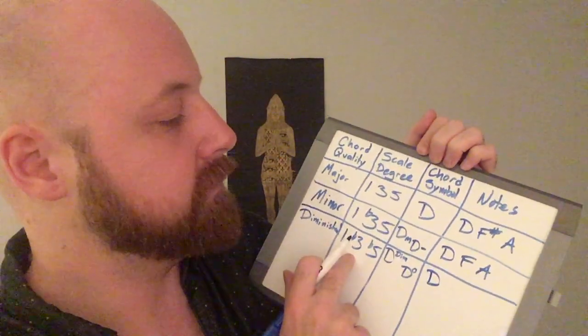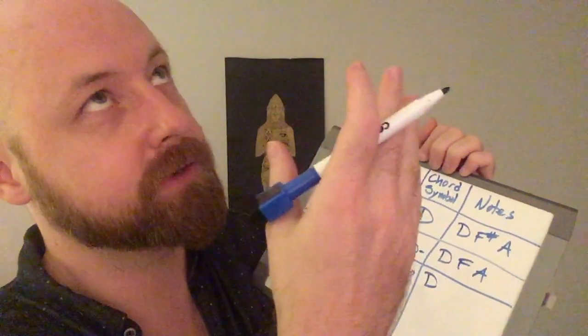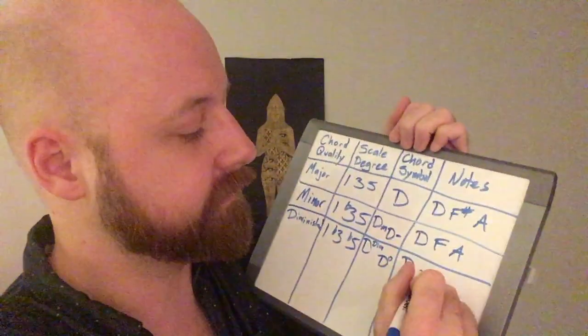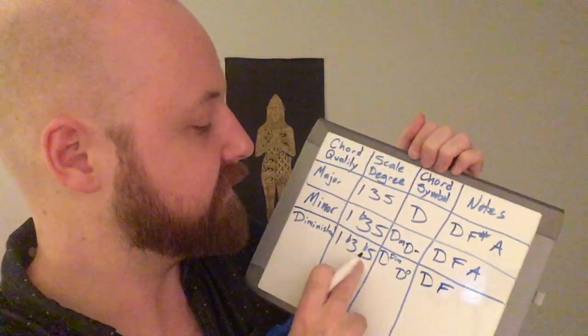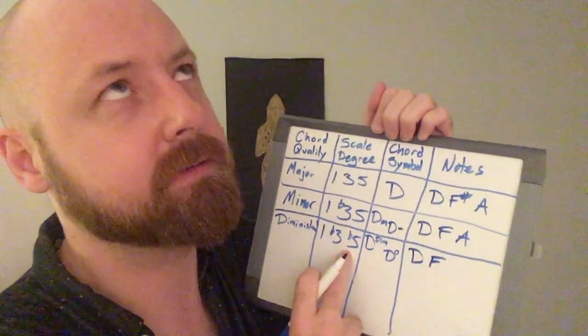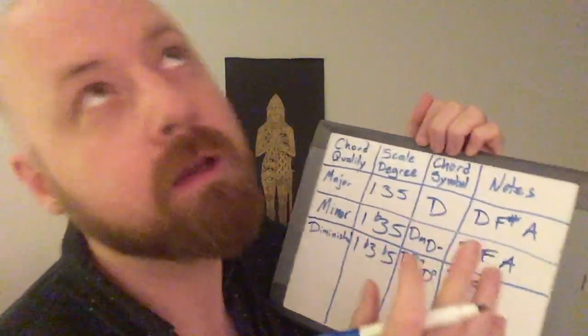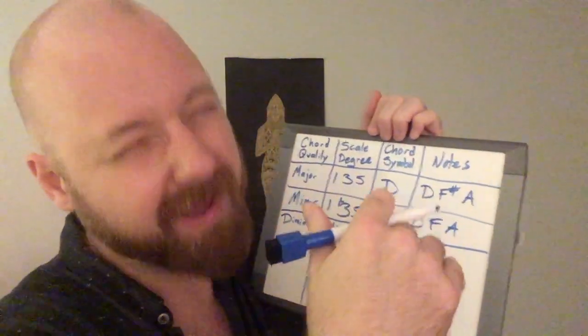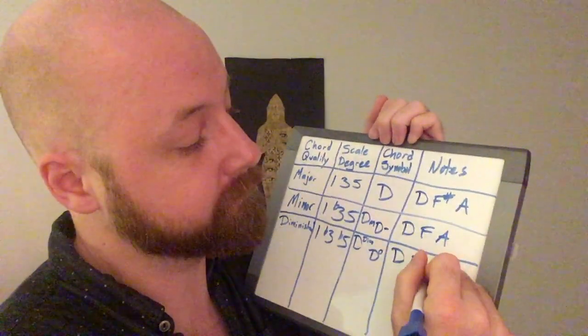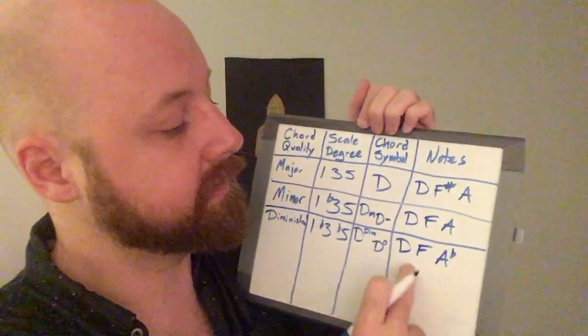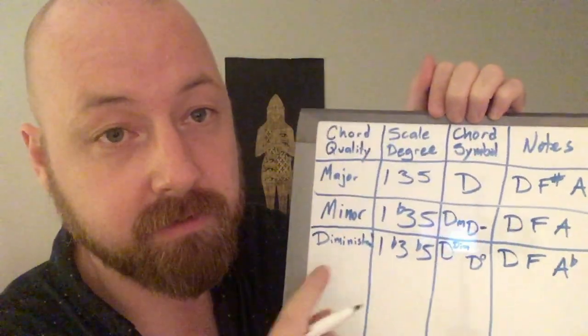You got the flat 3, which is, okay, you go up to the 3rd, which is F sharp, and then you flat it, so it goes back to F. And then you have a flat 5. So the 5th note in D is A, so you gotta go down a step from A, and then you get A flat, right? So, if you got D, F, and A flat, that's a D diminished chord.